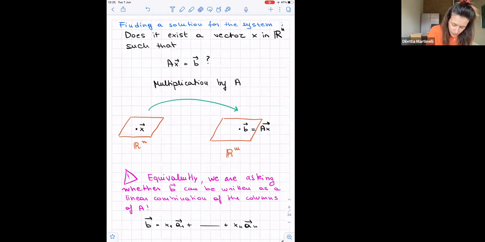Is equivalent to us asking this. And if we look at it in terms of possible operations, let's say that we start from x and the operation is the multiplication given by the matrix A. So we want to multiply A by the vector x and arrive at the vector B. So we're asking, given a certain B and a matrix A, does there exist an element that is mapped onto B via the multiplication by A?